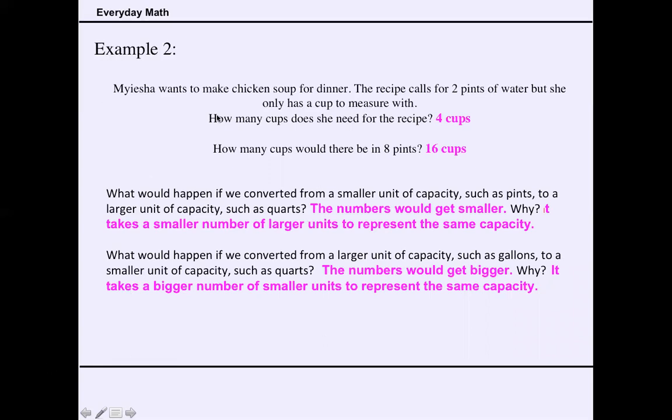And we've done this a few times in school. When we're doing conversions, it's usually the opposite. When we're going from a smaller unit to a bigger unit, the number gets smaller, and when we're going from a bigger unit to the smaller units, the number gets bigger. It's always the opposite.